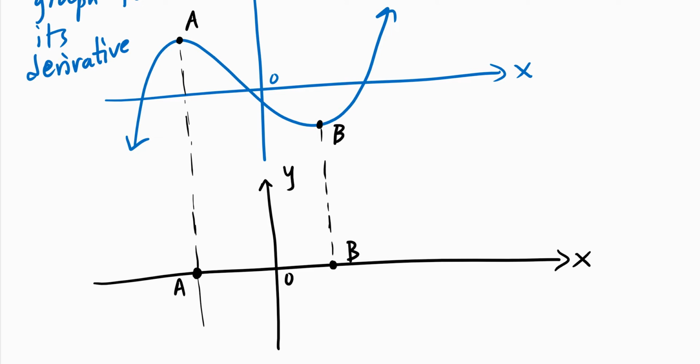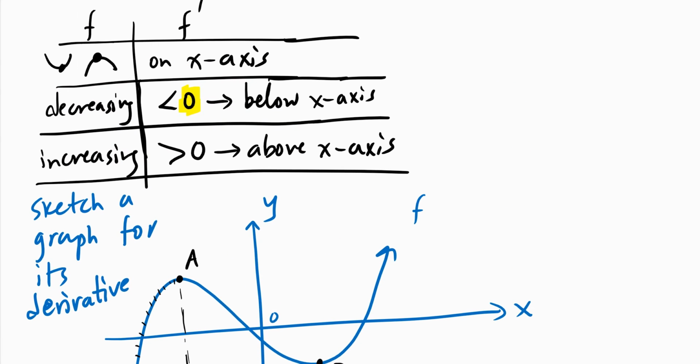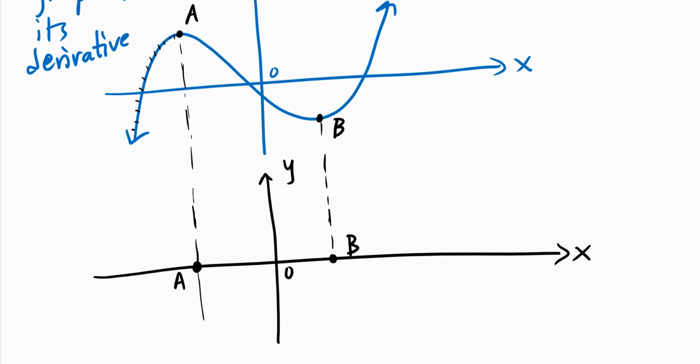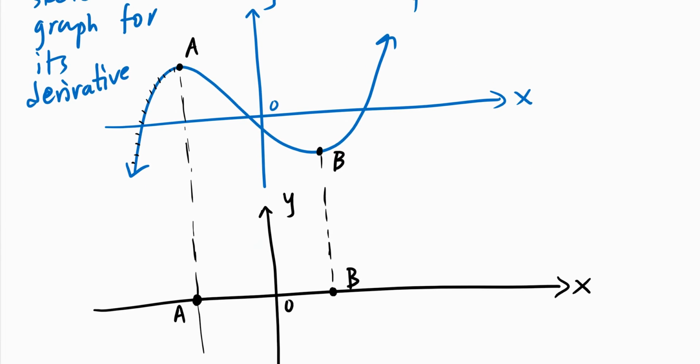Now let's start from the left side, the left of point A. The graph of the function, this part here, is increasing. So this means the graph of the derivative should fall above the x-axis. Now when it falls above the x-axis, there are two ways, and I'm going to show you both cases. This way, that's above the x-axis, or this way. Notice the difference.